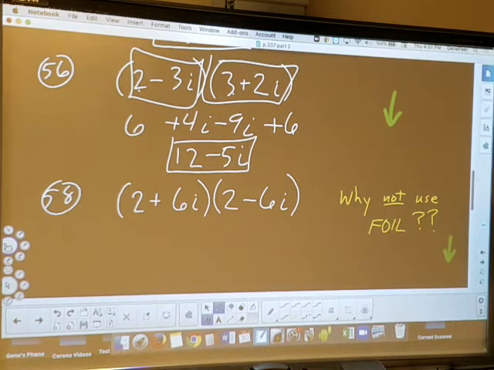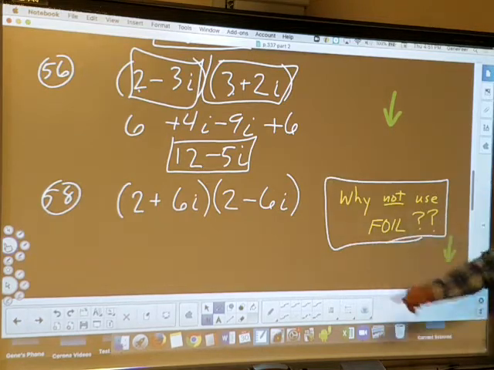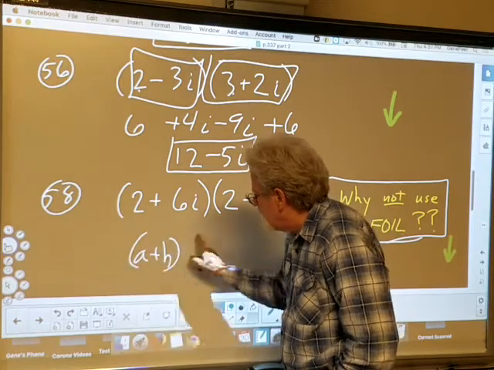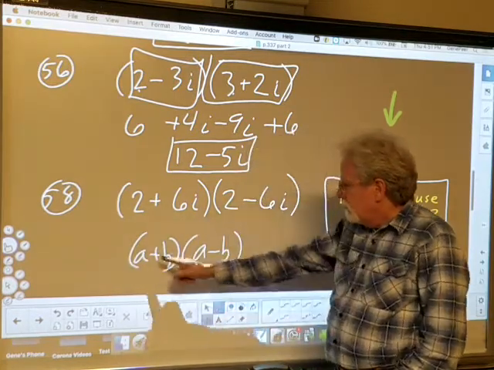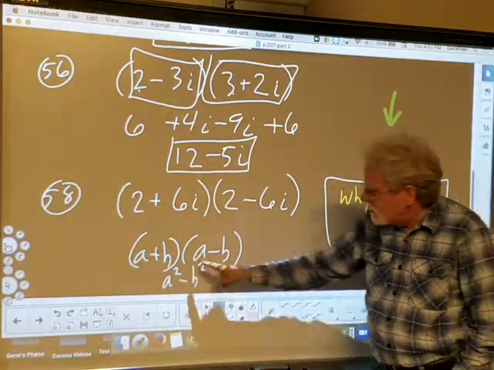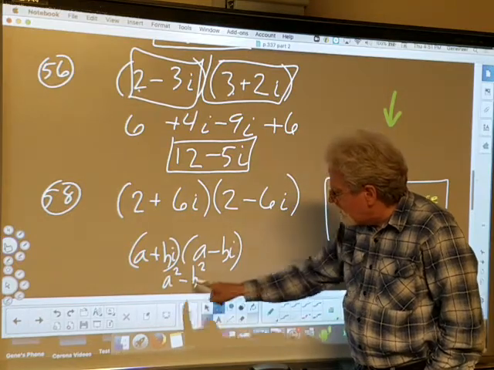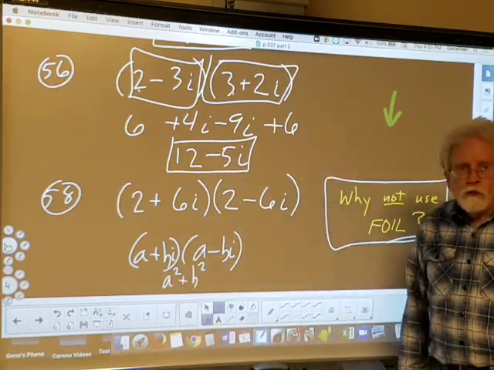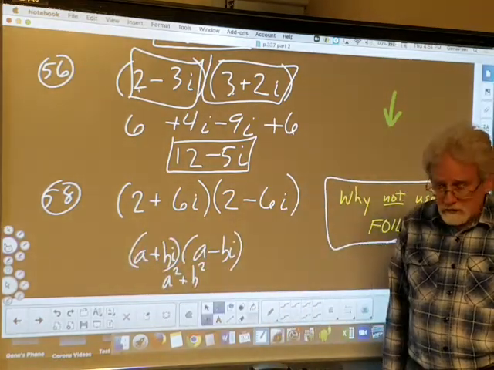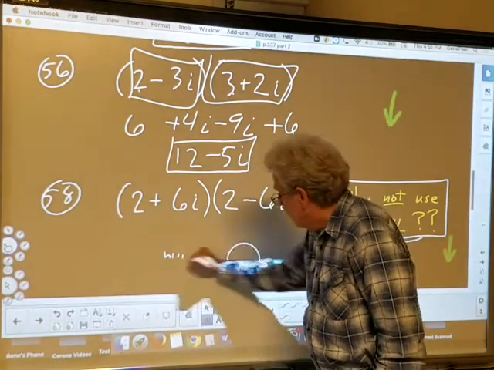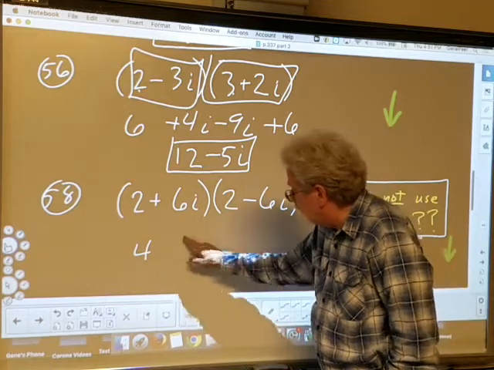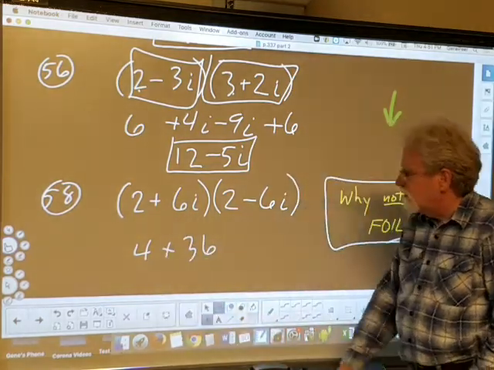Number 58. 58 is special. We don't need FOIL. Why not? Because this is an old-fashioned a plus b times a minus b problem. These guys always turn into just a squared minus b squared. But in the world of imaginary numbers, because of the i's, that minus becomes a plus. So the shortcut, when multiplying a complex number by its conjugate, all you do is square this guy, square that guy, and add the answers every single time.